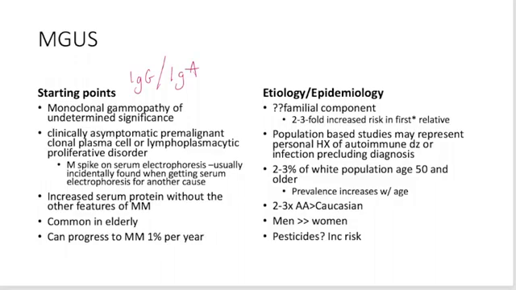So they do question a familial component, because there's a 2 to 3 fold increased risk in the first degree relative. There is a potential link between autoimmune diseases or an infection preceding the diagnosis.